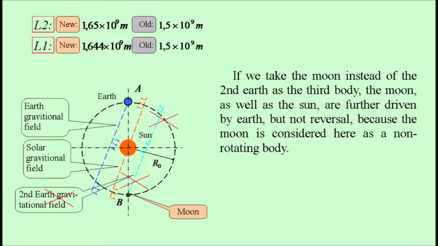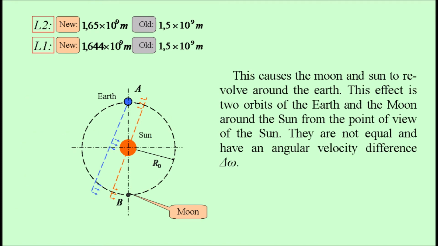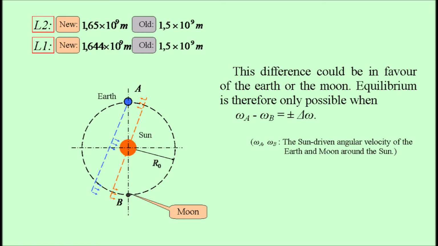If we take the Moon instead of the second Earth as the third body, the Moon, as well as the Sun, are further driven by Earth, but not in reverse, because the Moon is considered here as a non-rotating body. This causes the Moon and Sun to revolve around the Earth. This effect is two orbits of the Earth and the Moon around the Sun from the point of view of the Sun. They are not equal and have an angular velocity difference delta omega.